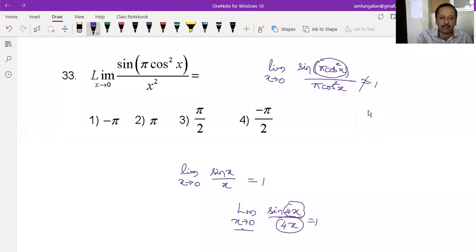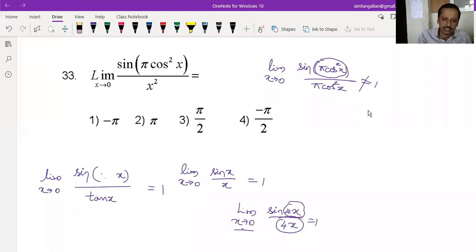I'll give you one more example. Say limit x tends to 0, if I write sin tan x by tan x, this will be equal to 1, because now, when x approaches 0, tan x will also approach 0. So it looks like sin theta by theta, when theta tends to 0, that will be equal to 1.